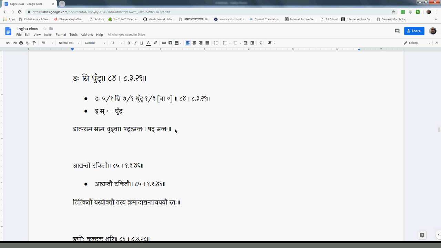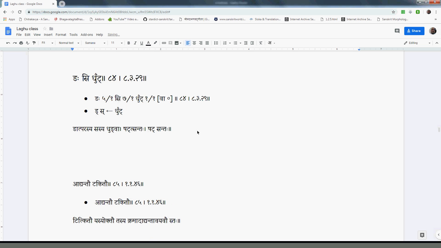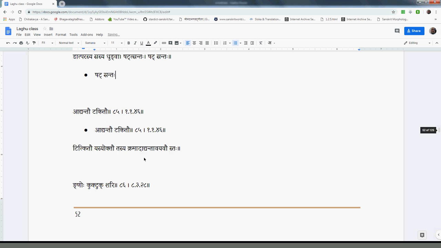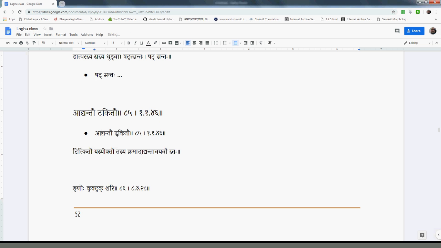This dhut agama dhakara becomes takara in sandhi. We'll see Adyanto takitu. So as a first step, this shat santaha in this example, I'll just put an ellipsis so that it is continuing. Then Adyanto takitu says: Adyantau Takitau. This is a sutra which says where the agama should go.